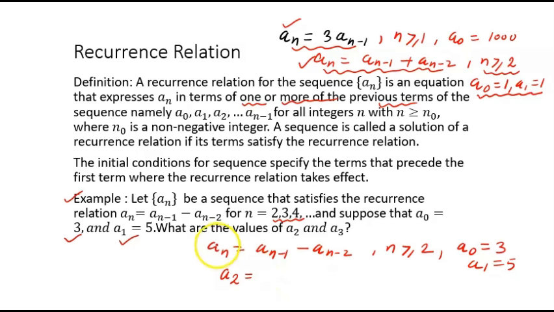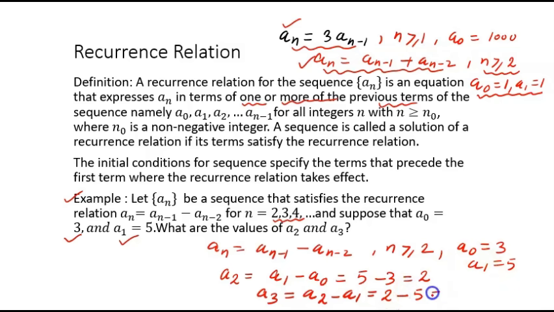As you can see, using this recurrence relation, I can write the value of a_2. So what will be a_2? If n is equal to 2, it will be a_1 minus a_0. Now a_1 is given to us, that is 5, and a_0 is also given, that is 3. So this value will be equal to 2. If I ask what is a_3, again using this recurrence relation, it can be written as a_2 minus a_1. Now a_2 we got in the previous step, that is 2, and a_1 is 5. So what we got is minus 3.